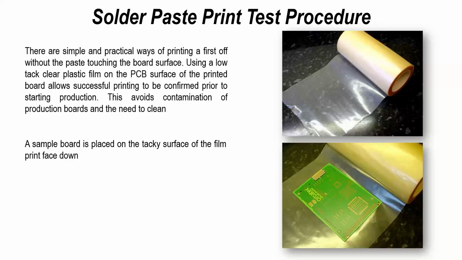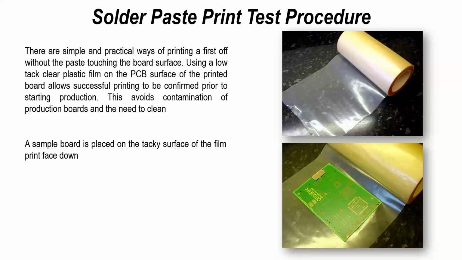So you can get this thin, tacky film from a variety of suppliers. I'm sure if you do a search online, you'll be able to find these. And you can use these as a method of doing your first off, your production approval to start production. And also, you can actually use it for measuring the paste deposit on the board as well. That's one way of doing it.